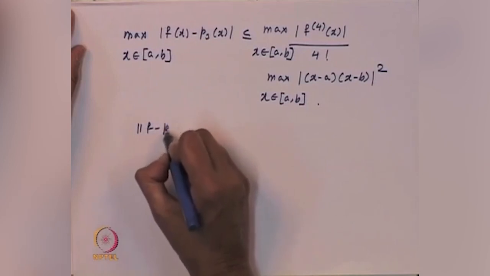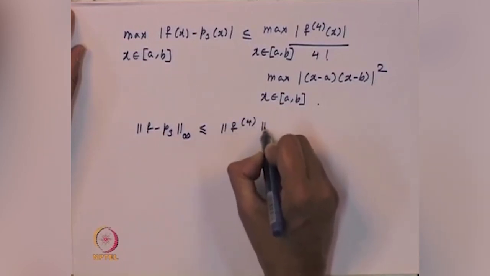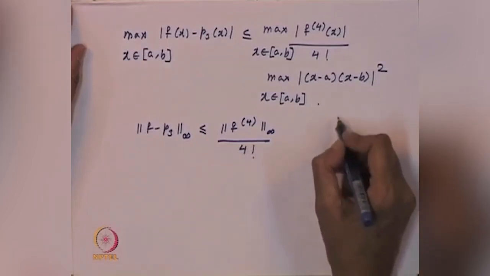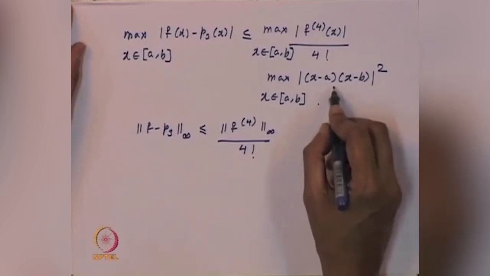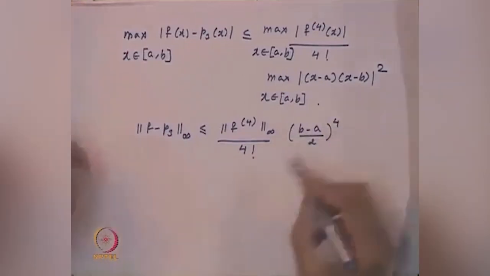Thus, the infinity norm of f minus P3 is going to be less than or equal to the infinity norm of f'''' divided by 4 factorial, and the maximum is going to be attained at the midpoint (a plus b) by 2. So, that will give us ((b minus a) by 2) raised to 4. So, thus we have obtained an upper bound for the cubic Hermite interpolating polynomial. This upper bound we are going to use for finding an upper bound for the error in the piecewise cubic Hermite interpolation. This bound is applicable on interval a b.